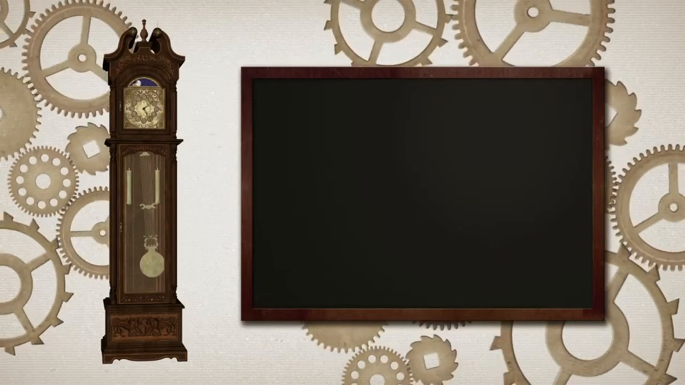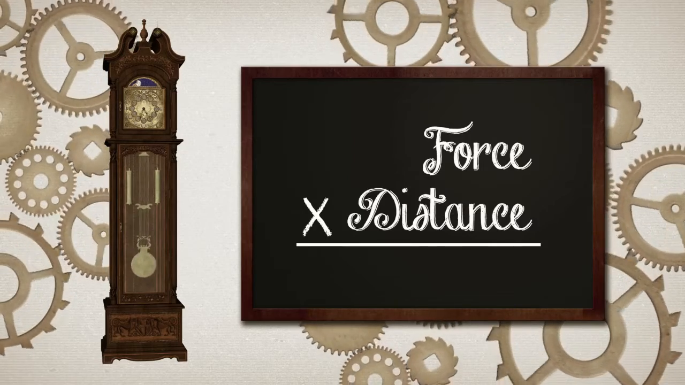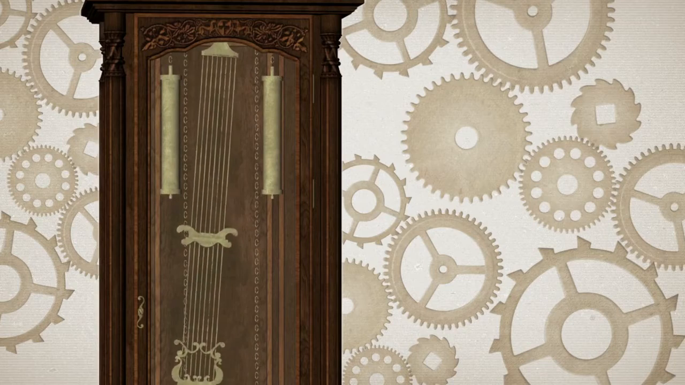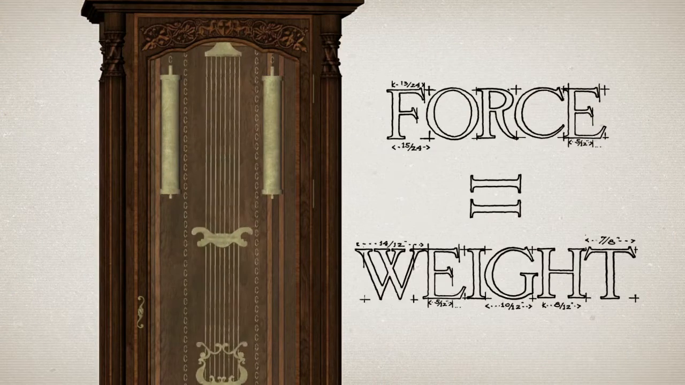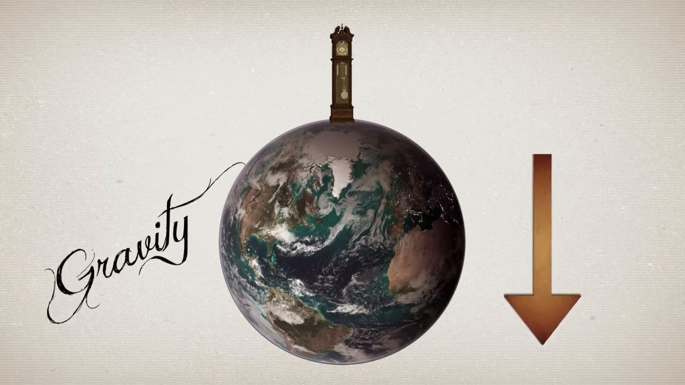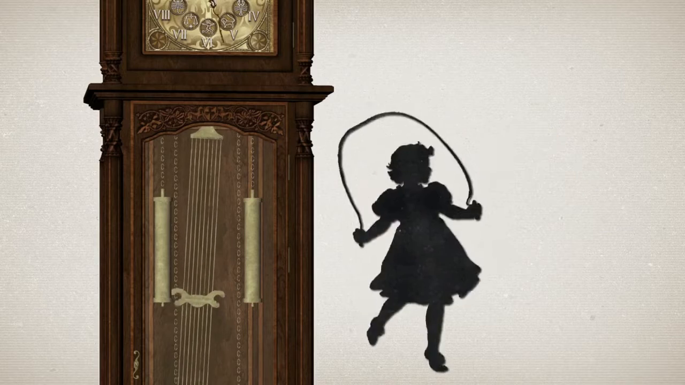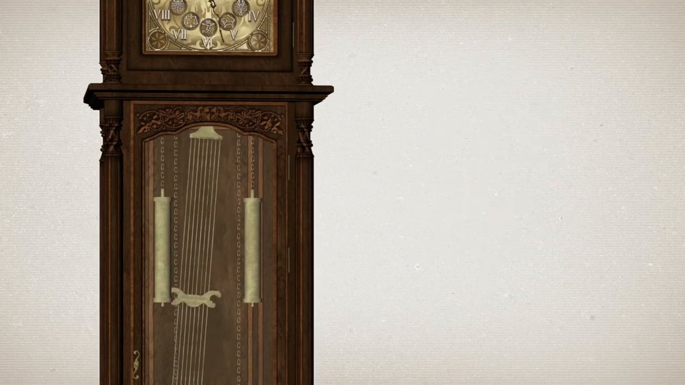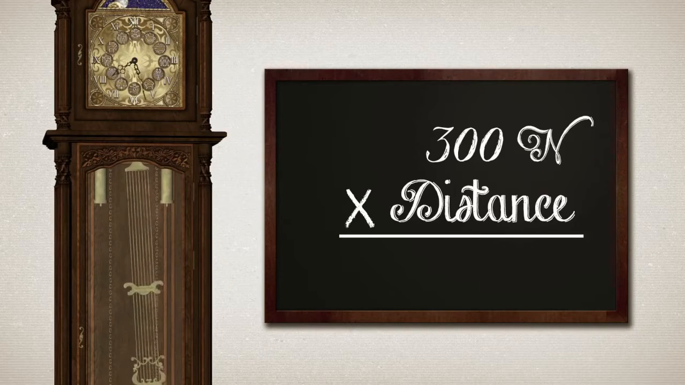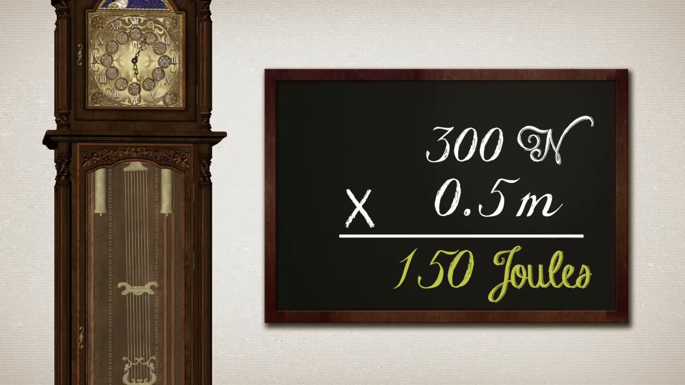We can calculate the amount of work done by multiplying the force we apply times the distance over which we apply the force. To raise the metal cylinders, we need to apply a force equal to their weight. That is, equal to the force of gravity pulling downward on the cylinders. These cylinders weigh 300 newtons, which is pretty heavy, about as much as a small child. And if we lift them 1/2 meter, then we do 300 newtons times 1/2 meter, or 150 joules of work.